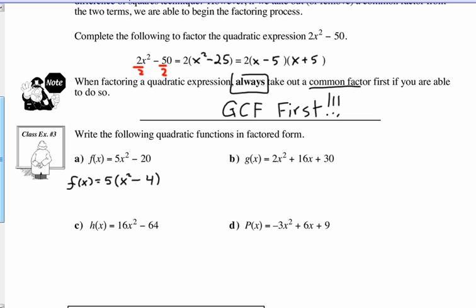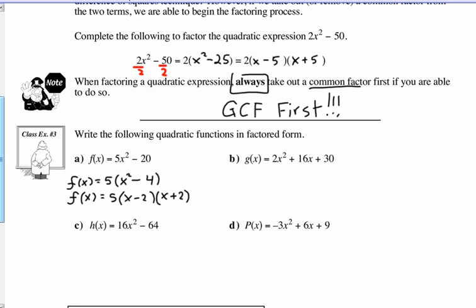Can we factor this guy further? Yeah. What do we call him? Difference of squares. We can take the square root of both. So it becomes 5 times x minus 2 times x plus 2. Do you notice this form? Factored form. Right? That would be our a value and then our x-intercepts. And we're going to use that later on.